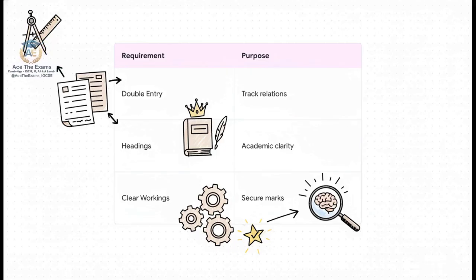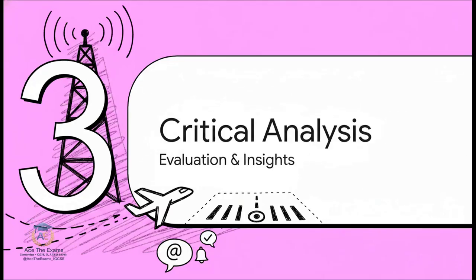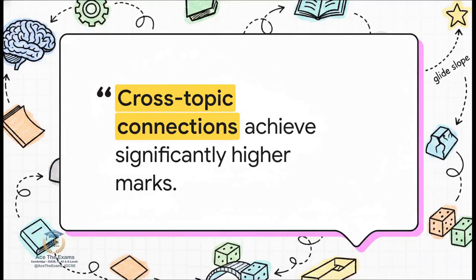If your Arabic grammar is sloppy or your paragraphs are a giant wall of text, the examiner loses the radar signal on your argument. Section 3, critical analysis. Tower transmission check.